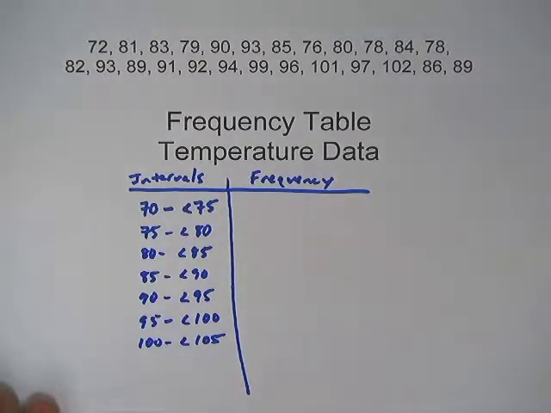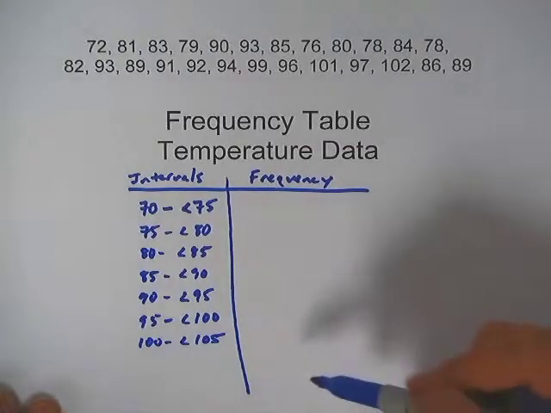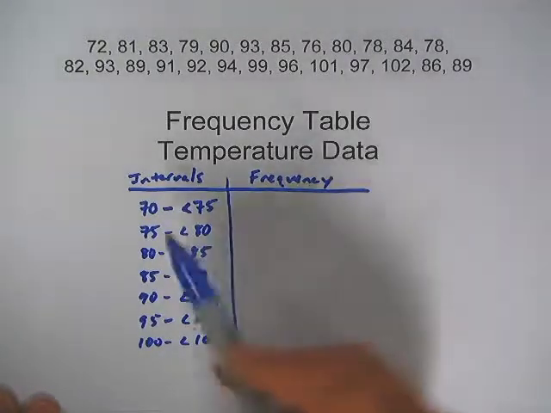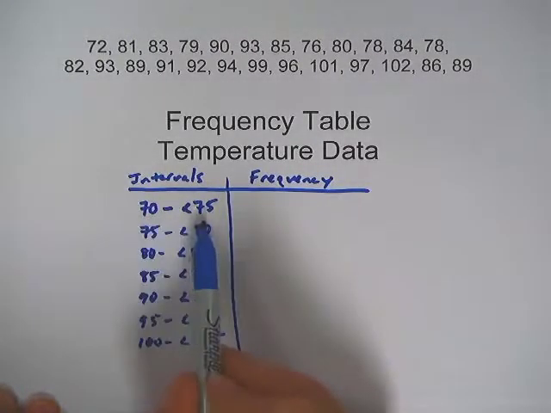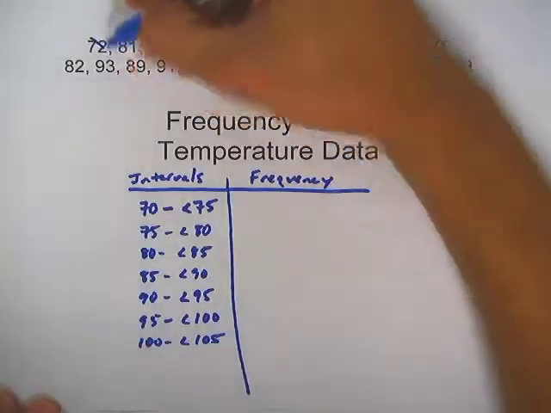Now I'm going to go ahead and fill out the frequency side of my table. What I'm going to look for is all the data values first between 70 and less than 75. So I know the 72 for sure.